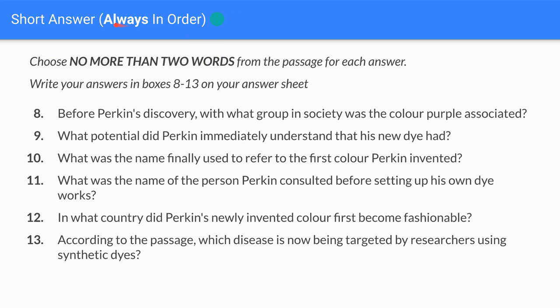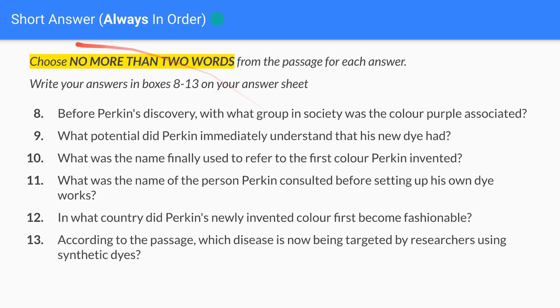Now, another always in order question is the short answer. And in this question, you're going to have different questions such as over here, and you have to write the answer. It's not a multiple choice where you simply pick a letter. In this case, you actually have to write the answer.